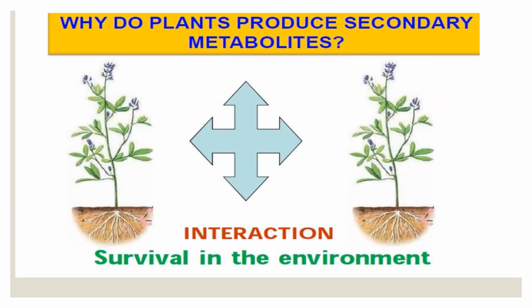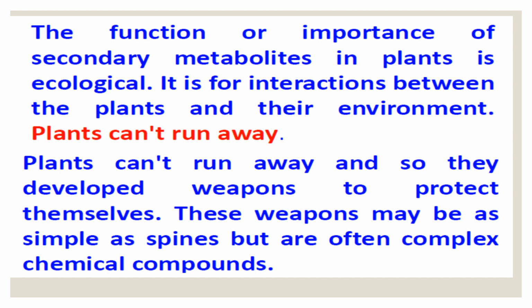So why do plants produce these secondary metabolites? In short, plants produce secondary metabolites for survival as well as for ecological purposes. Ecological means for the interaction with their environment. The function or importance of secondary metabolites in a plant is ecological, for the interaction between the plant and its environment.